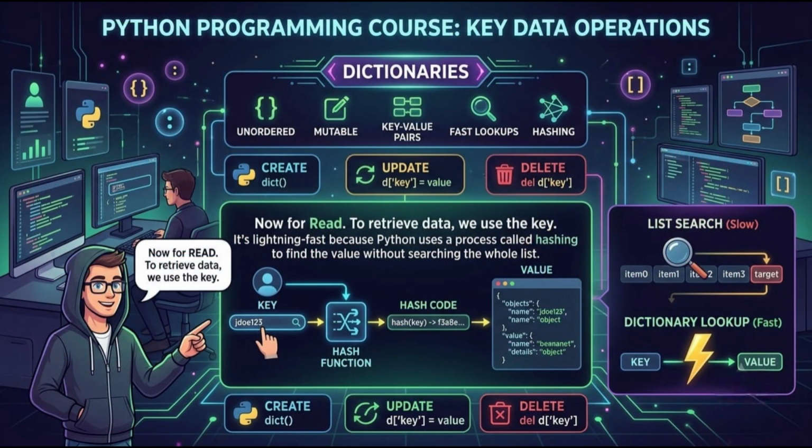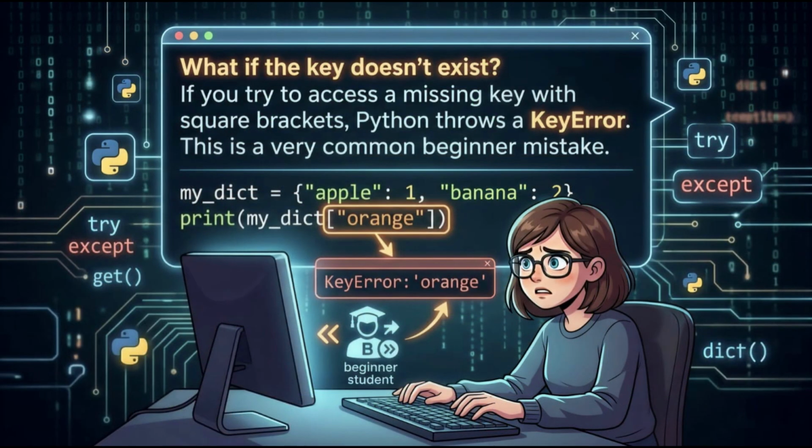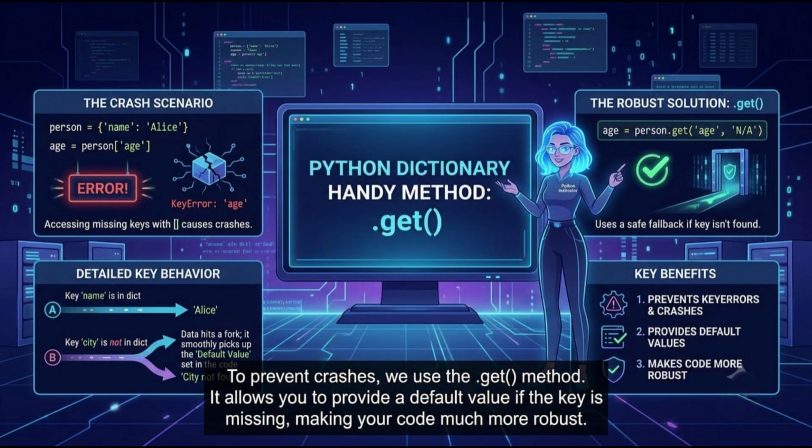Now for read. To retrieve data, we use the key. It's lightning fast because Python uses a process called hashing to find the value without searching the whole list. What if the key doesn't exist? If you try to access a missing key with square brackets, Python throws a KeyError. This is a very common beginner mistake. To prevent crashes, we use the .get method. It allows you to provide a default value if the key is missing, making your code much more robust.